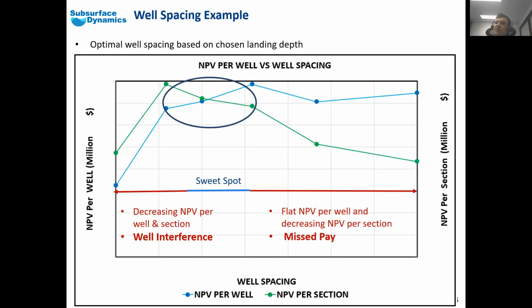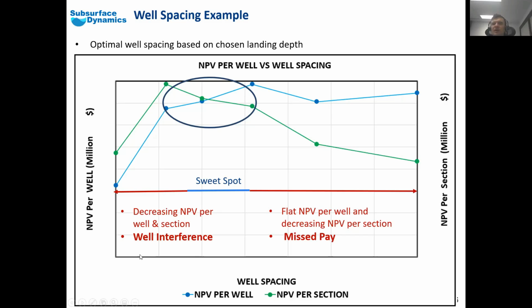The reason is that the well spacing is directly tied to the development plan and the inventory of drill locations. As you can see over here, the NPV per well and NPV per section do not necessarily correlate really well. What can be perfect for the NPV per well might not necessarily be great for the development plan, and that's why these two things have to be taken into account properly.